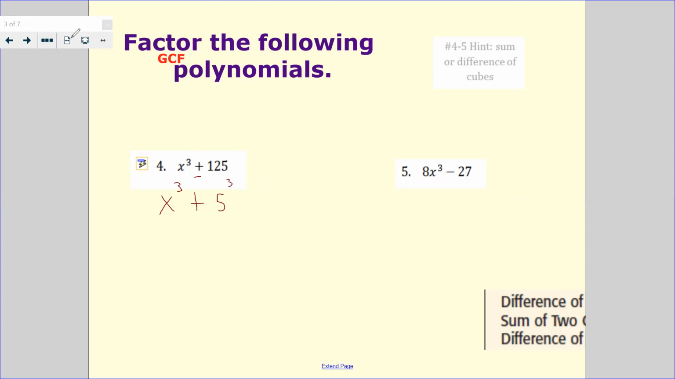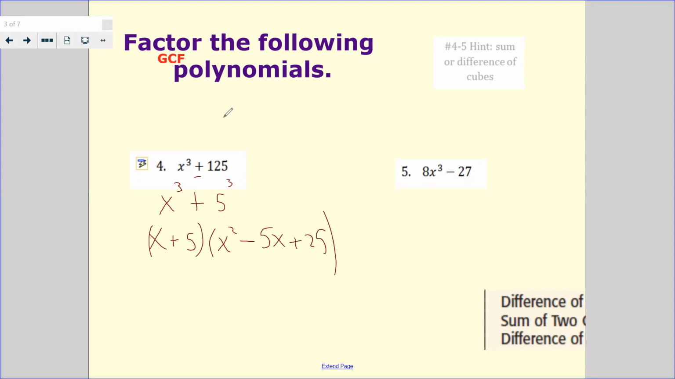So if I go back a slide and look at this formula, a to the third plus b to the third. Well, anywhere I see a in this formula, I'm going to replace it with x. And instead of b, that second thing being cubed was 5. So that's how I'm going to fill into that formula. Okay, so if I look at that, this is equal to x plus 5 times x squared minus 5x plus 25.